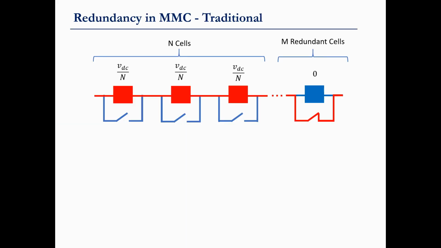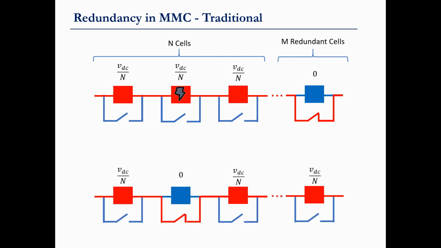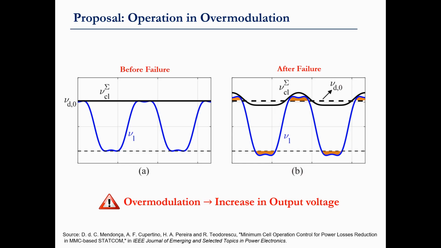On the other hand, redundancy strategies are commonly used to deal with random and overstressed failures. When a failure is detected in a converter cell, it is replaced by a redundant cell. However, redundant cells increase the converter cost. Under such conditions, I propose to explore the overmodulation region as a fault tolerance strategy.